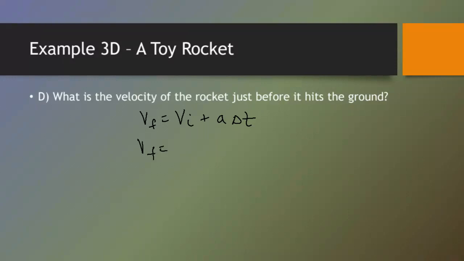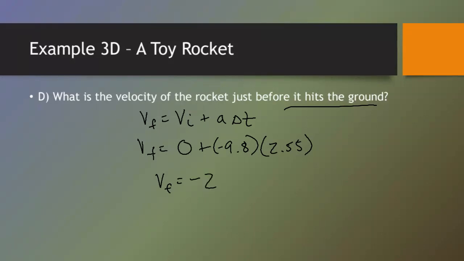Okay, now remember, just before it hits the ground, we're still talking about the second half of the motion. As it's falling from its maximum height, the initial velocity is 0. The acceleration is still negative 9.8. Okay, and the time, 2.55 seconds. That final velocity just before it hits the ground, I would look at the number that I have written down, but I don't really need to. It's going to be negative 25 meters per second. Or the speed, 25 meters per second.